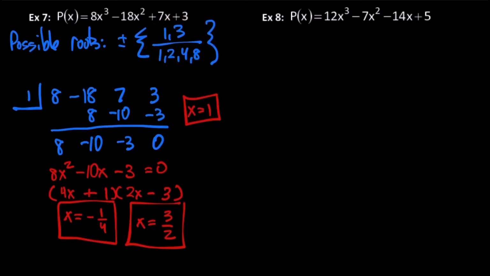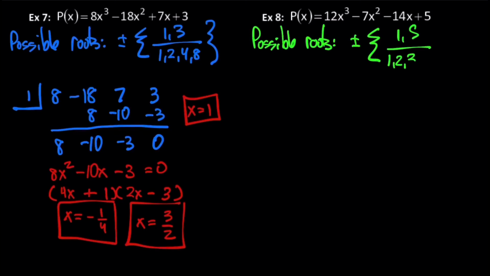Okay, last one. Possible roots: plus or minus factors of 5, 1 and 5, over factors of 12. Wow, 1, 2, 3, 4, 6, and 12. All those are the factors of 12. What do you want to try first?